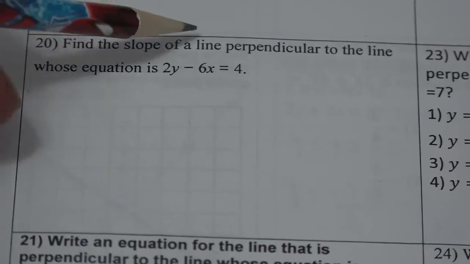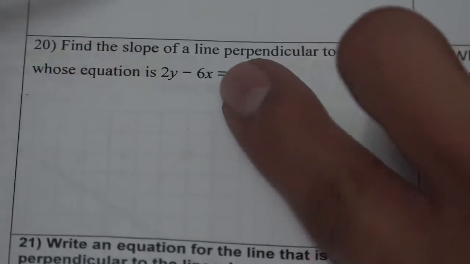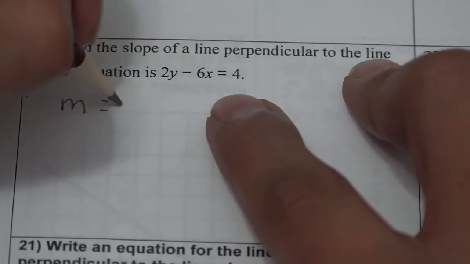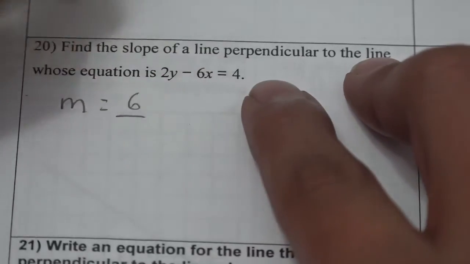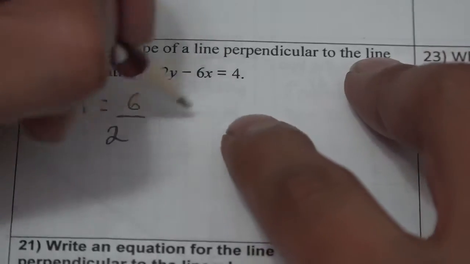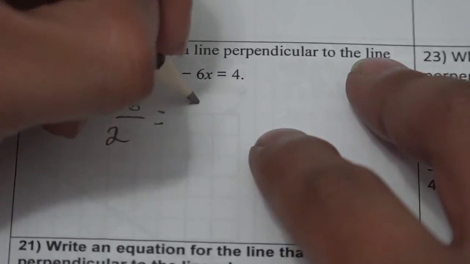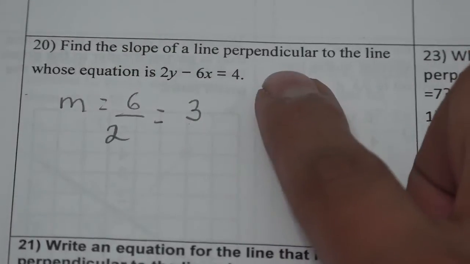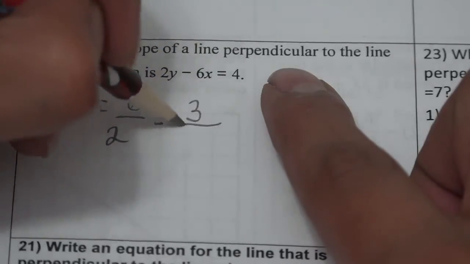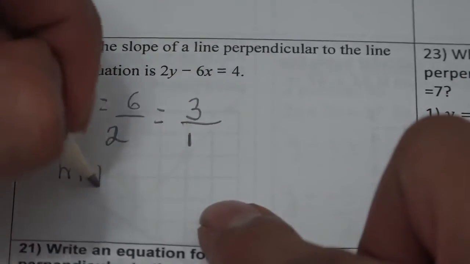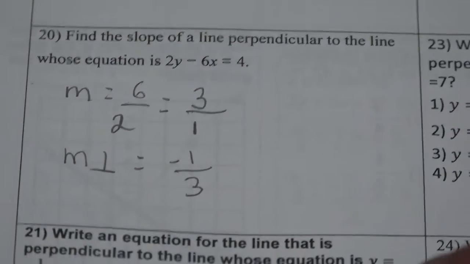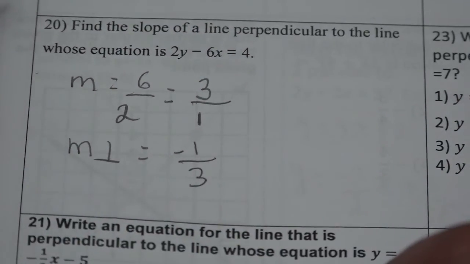Okay, find the slope of a line perpendicular to the line whose equation is this. Well, what is the slope of this line? It's gonna move on to the other side, so it's positive 6 over 2, because I'm gonna divide by this number. And so the slope is 3. But I need perpendicular. So if perpendicular, you need to flip the fraction, then there's gonna be 3 over 1. So the slope of a line perpendicular to it is gonna be negative 1 over 3. As simple as that. All right, good job.